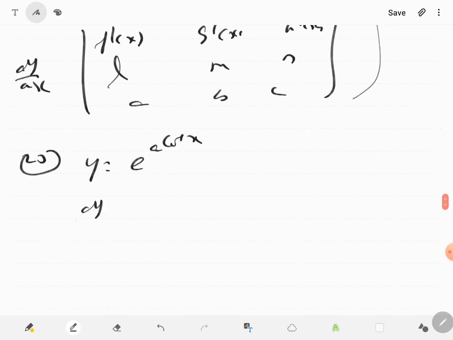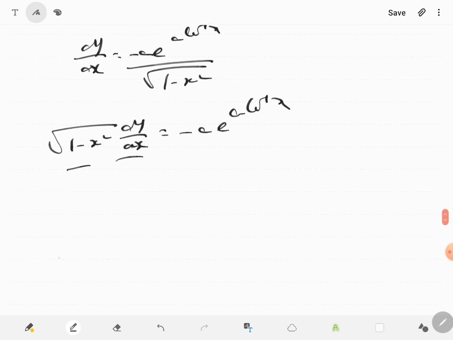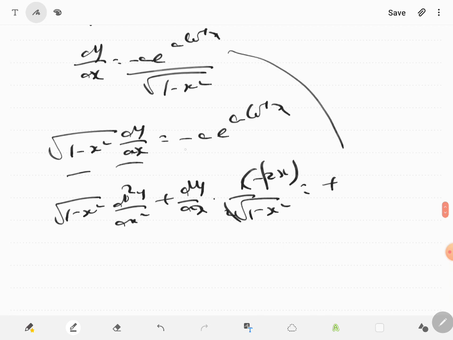So the last sum, 23rd question: y is equal to e to the power a cos inverse of x. So dy by dx is equal to e to the power a cos inverse of x into minus a by root of 1 minus x square. Since it's a prove that sum, you have to take it to the left hand side. Okay, and write minus a e to the power a cos inverse of x. Differentiate it as u and v. Root of 1 minus x square into d square y by dx square plus dy by dx into 1 by 2 into root of 1 minus x square into minus 2x is equal to, the differentiation of this will be plus, because you already differentiated here, minus a is already there, so it will become plus a square e to the power a cos inverse of x by root of 1 minus x square.